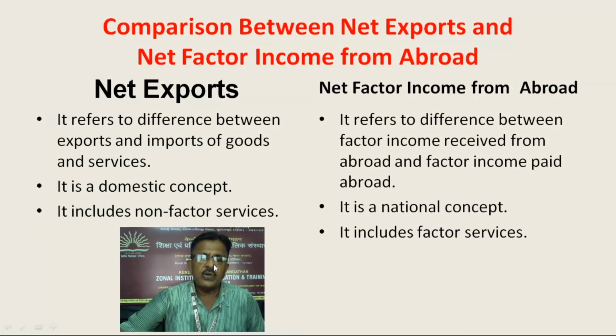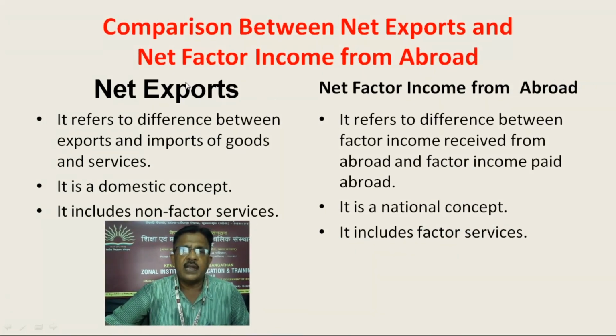So in a better way, you can understand that there may be confusion between net exports and net factor income from abroad. So there is a comparison between net exports and net factor income from abroad. Net exports refers to the difference between the exports and the imports of goods and services, whereas NFIA is the difference between factor income received from abroad and factor income paid abroad. Net exports is a domestic concept, whereas NFIA is a national concept. Net exports includes non-factor services, whereas NFIA includes the factor services.